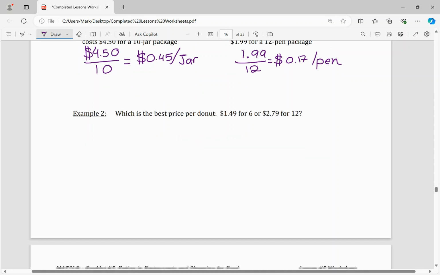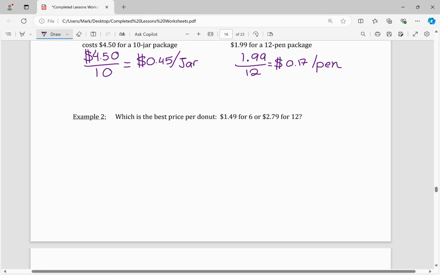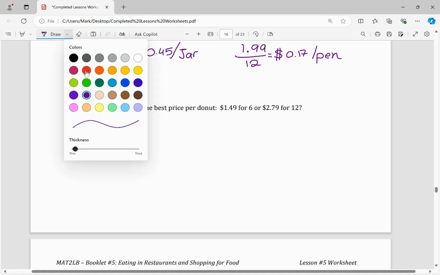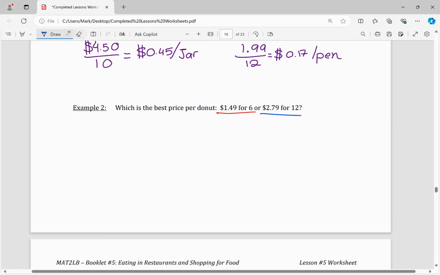Now, example 2 shows us why this is important. Which is the best price per donut? If it's $1.49 for 6 donuts, right, which nowadays would be excessively cheap. Maybe if we're talking about Timbits, we could get 6 Timbits for $1.49. But what's a better deal, $1.49 for 6 Timbits or $2.79 for 12? So we're going to calculate them separately, one in red, one in blue, and then we're going to compare them. Let's start with red.